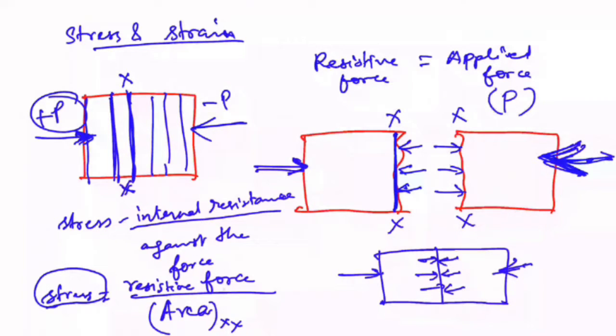So the stress, that is the resistive force by area, will be equal to, as I said, the resistive force is the applied force. So it will be P divided by the area of cross section, let's take it as A. So this is how we can find the stress, and it is denoted as sigma. Sigma denotes the stress.